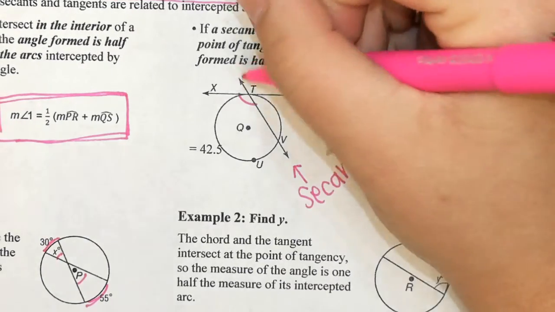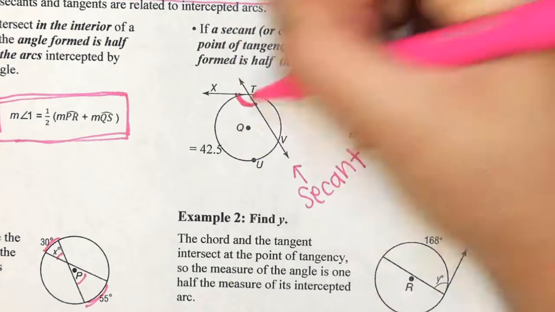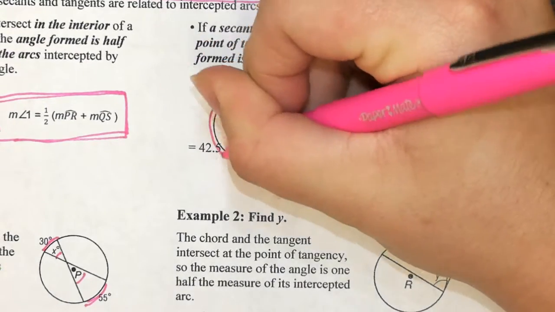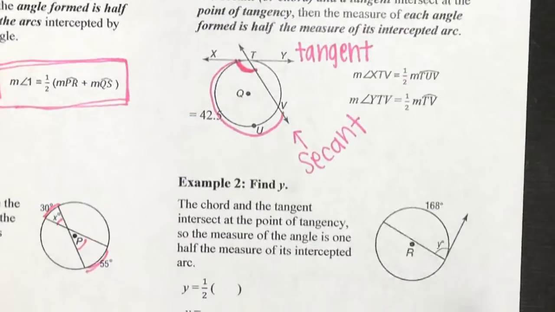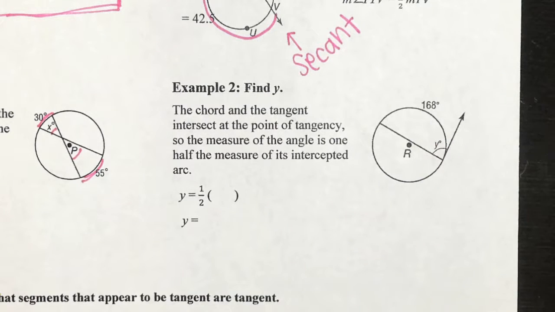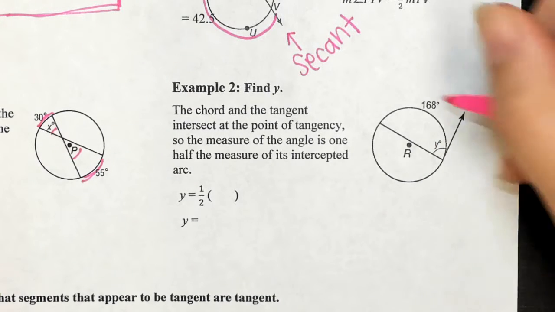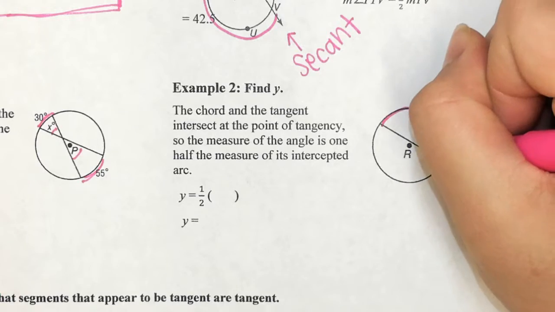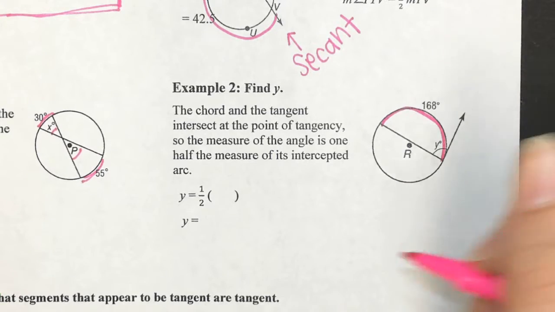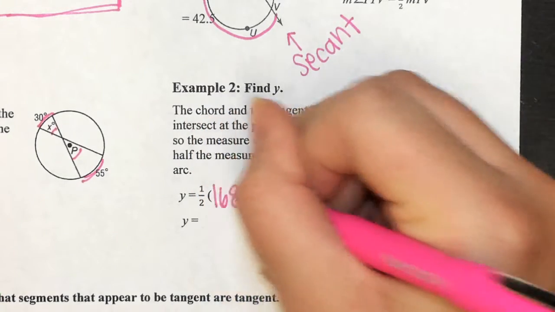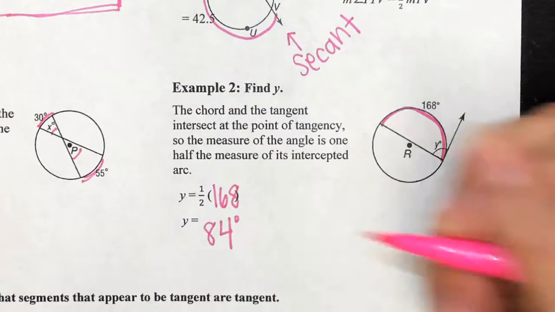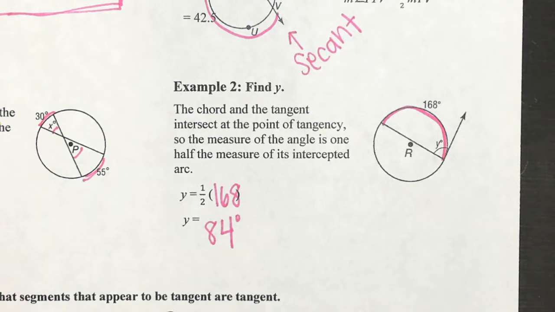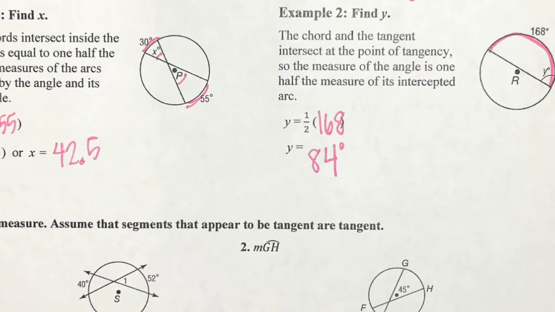Okay, so to find this one, this angle is half of this whole arc. So down here, in example number 2, it wants us to find y. Well, I know this whole arc is 168. So to find the angle, I just take half of 168, which is 84 degrees. That's situation number 2. Okay, so down here, I want you all to do number 1.